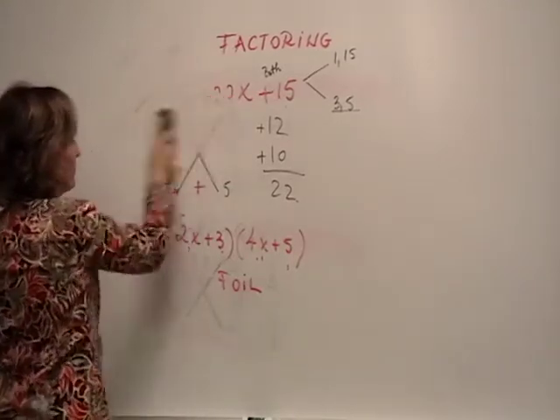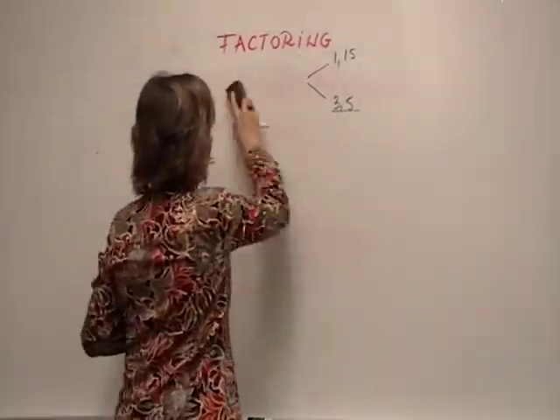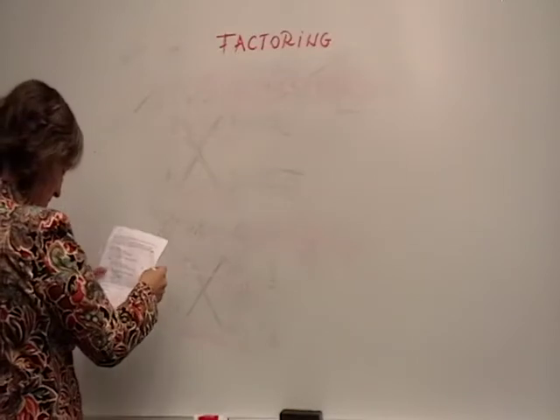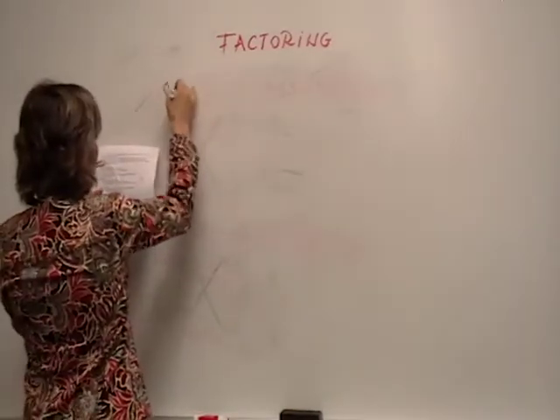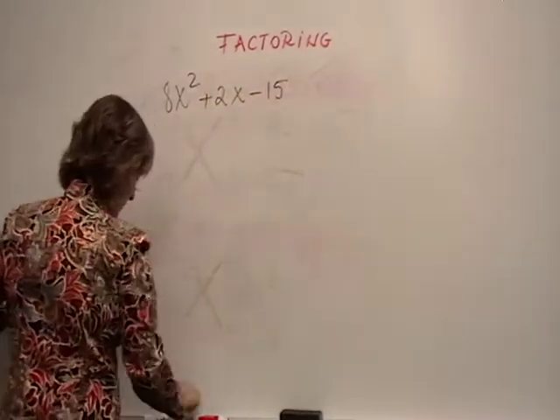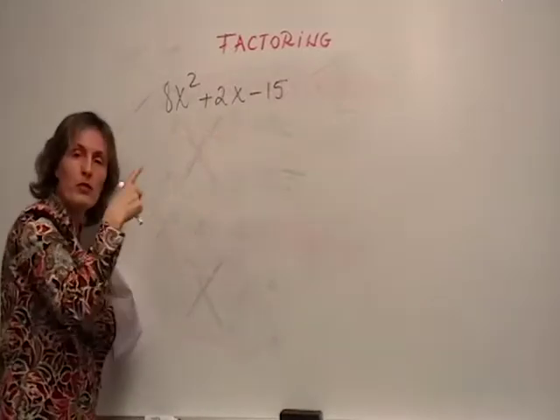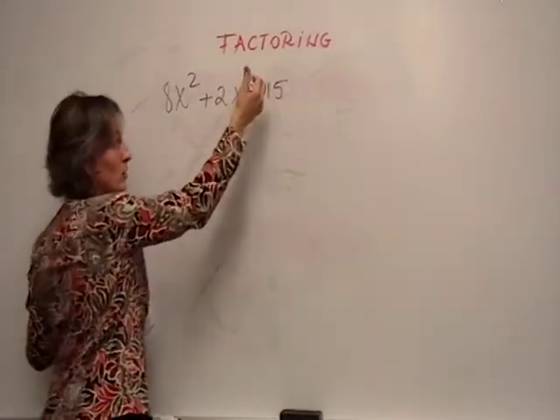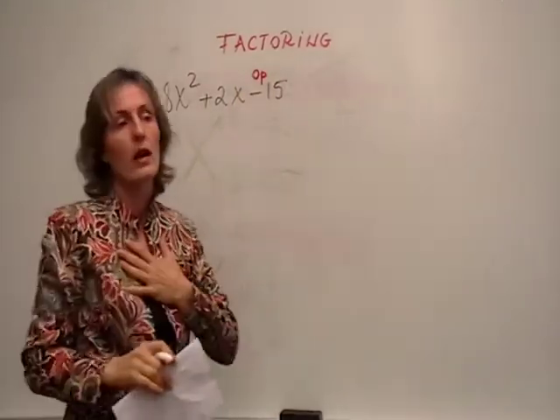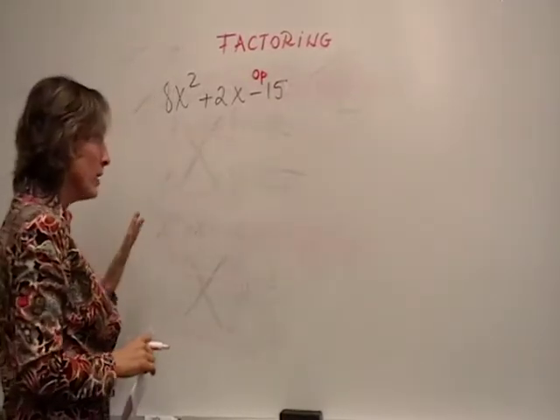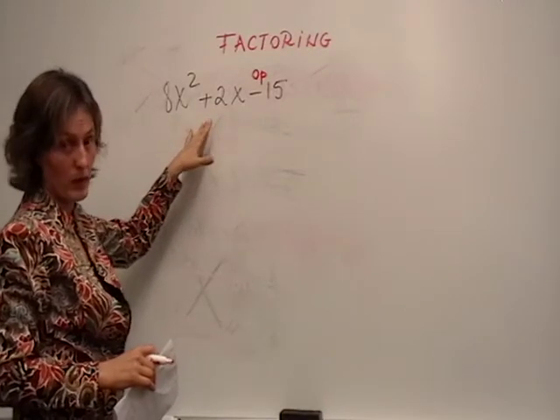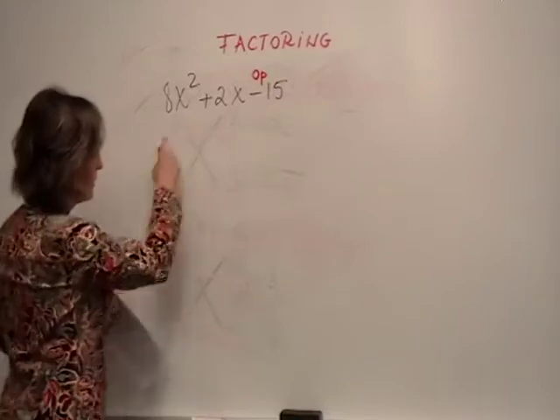Okay, let's take another example. Let's suppose you have 8x squared plus 2x minus 15. From the factorization before, we know that those factors will have opposite signs. One of them will be negative, one of them will be positive. We have the feeling, the knowledge, that the larger has to be positive, right? But let's see how we can use it in this case.